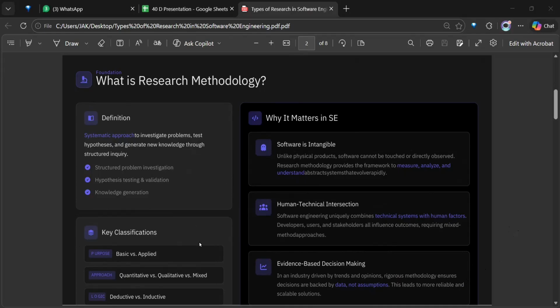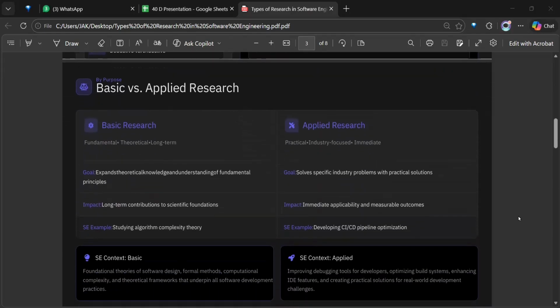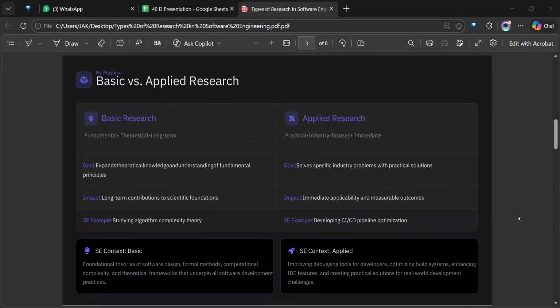Now, next slide. Basic versus applied research. The first classification is by purpose. Basic research is theoretical and long-term. Its goal is to expand our fundamental understanding. In software engineering, a classic example would be studying algorithm complexity theory. The impact may not be immediate, but it lays the scientific foundation everything else builds on.